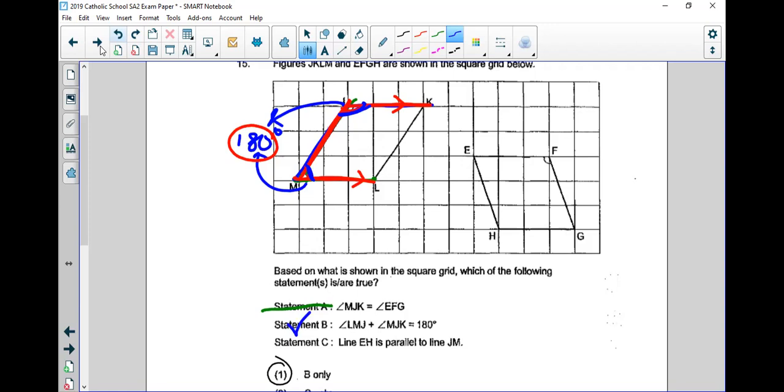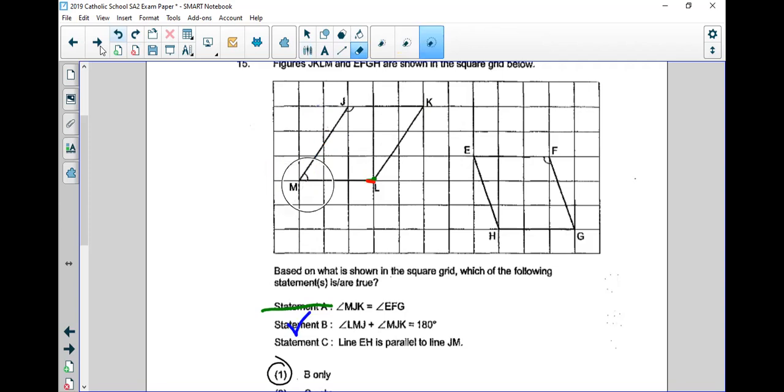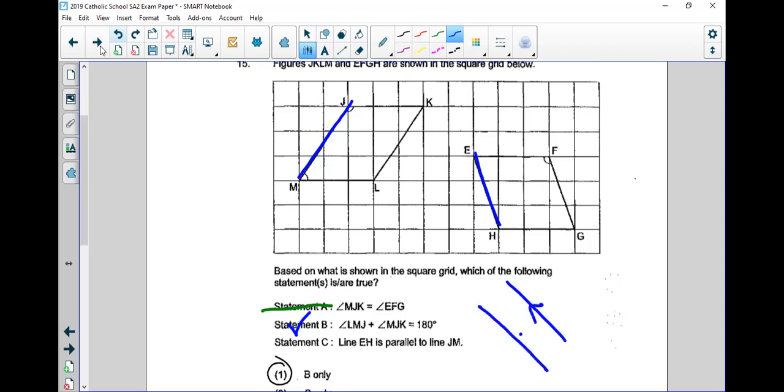EH is parallel to JM. Okay, let's erase all these things. So where is your EH, which is over here? Is it parallel to JM? That's not parallel, because why? Parallel means they don't meet, and they must look like pointing in the same direction. Yeah, this is how parallel looks like.